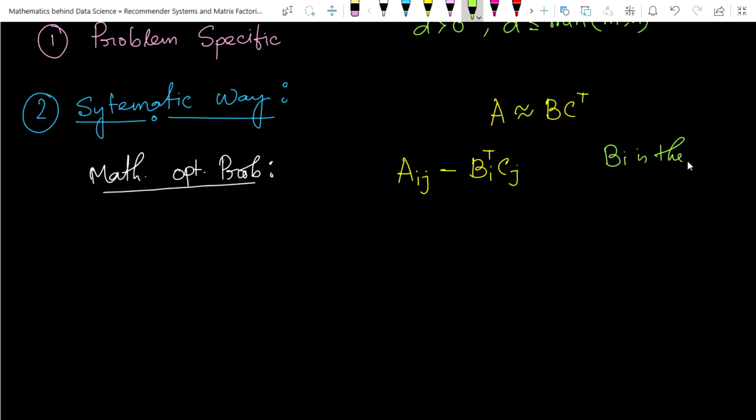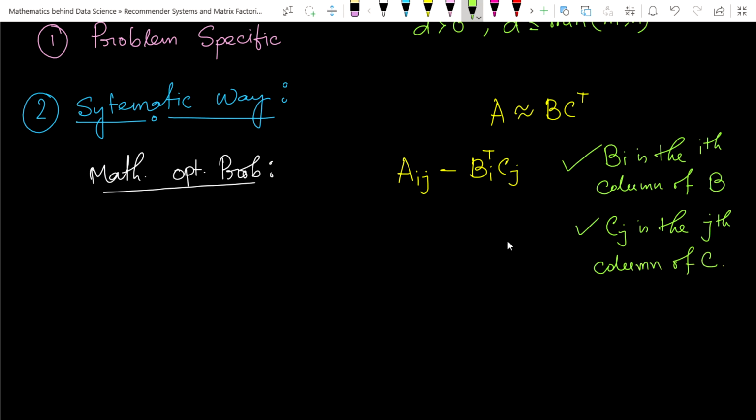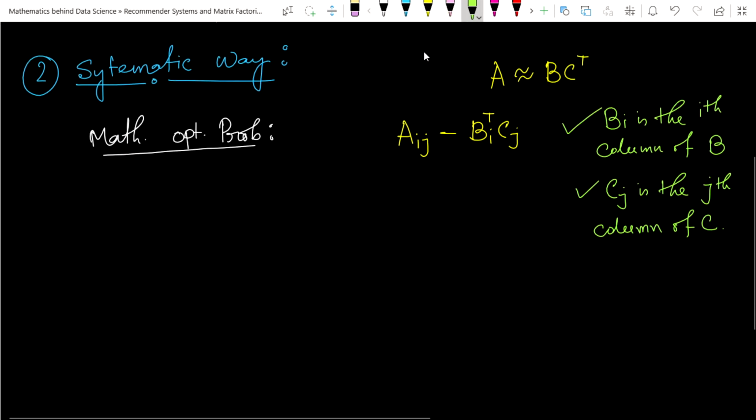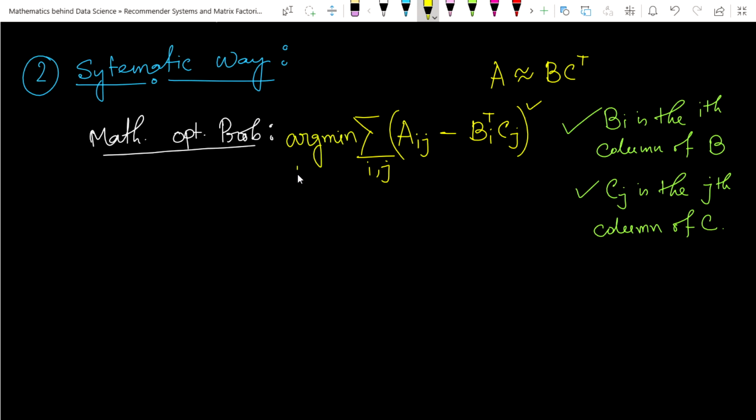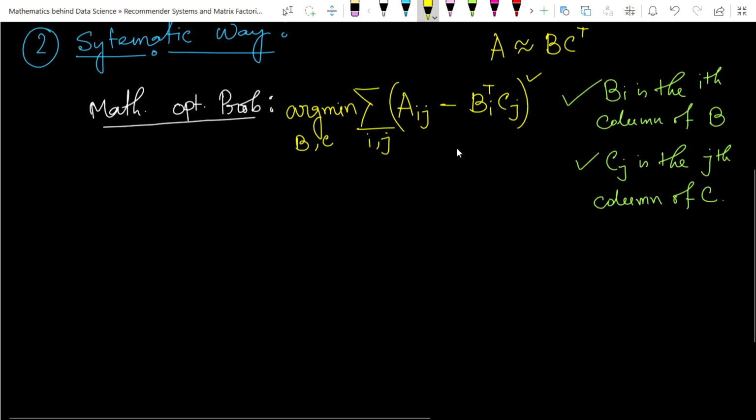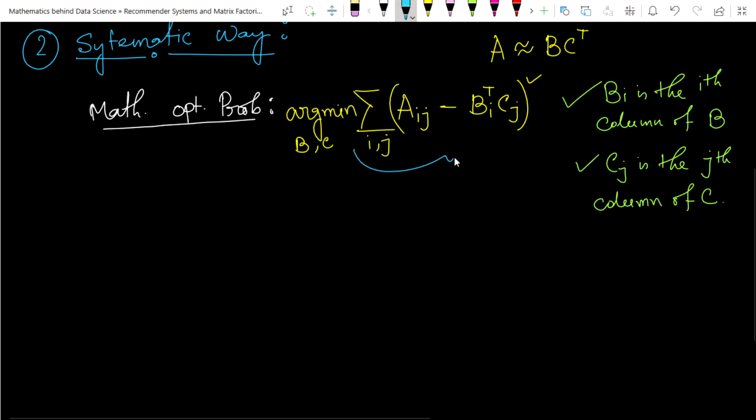Bi is the ith column of B and Cj is the jth column of C. This is the general form. So we have to minimize this term squared, summed over all ij. The argmin means we are interested in finding B comma C. This function is called the loss function, or you can treat it as a square loss.